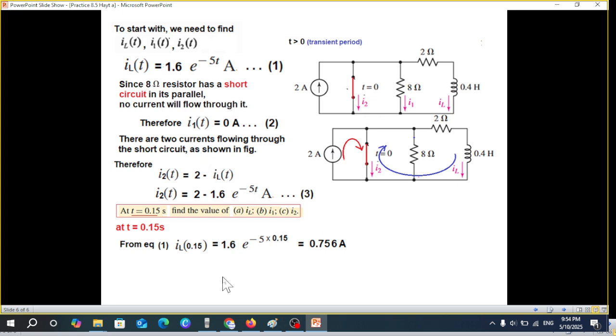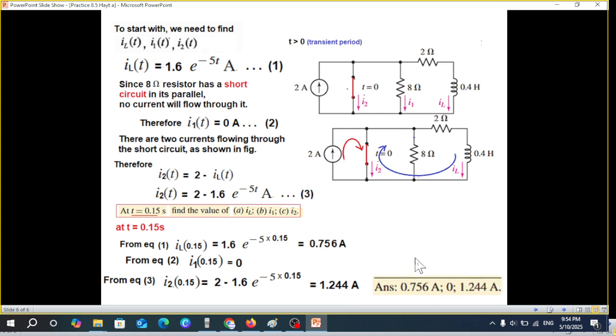I1(t) is 0, therefore I1(0.15) will also be 0. And then I2(t) from here: in this equation, now I put t equal to 0.15. And if you solve using your calculator, the answer will be 1.244 ampere. And this is the answer given in the book: 0.756, 0 and 1.244 ampere.